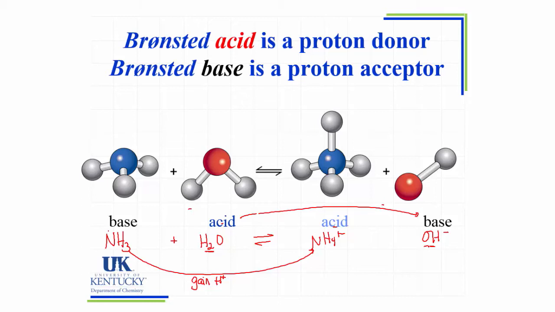Notice a couple of things. One, we have an acid and a base on both sides of the reaction. If NH3 was the base, its partner over here, NH4+, is the acid. So if you can figure out one, you can figure out the other species as well.